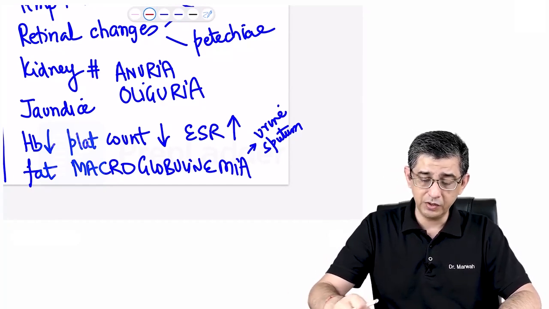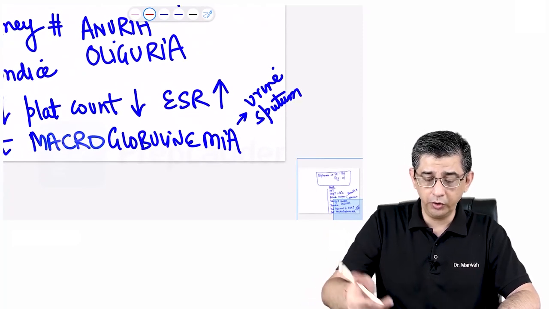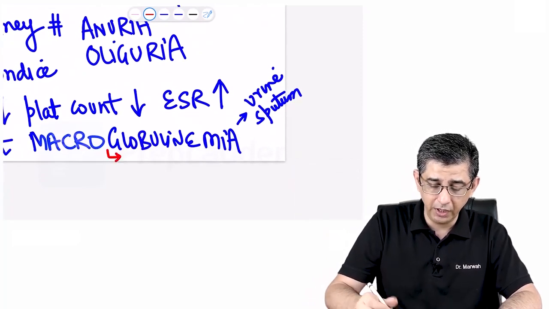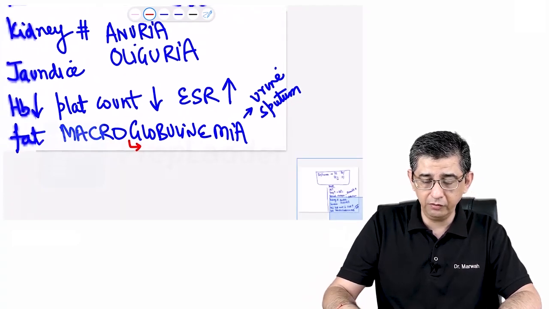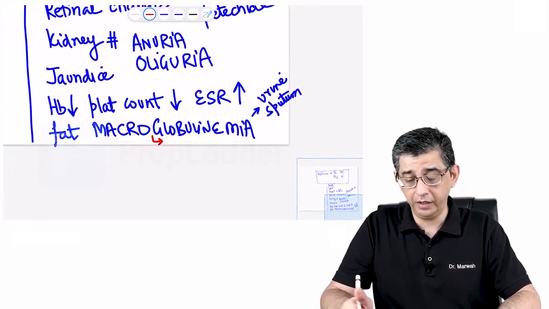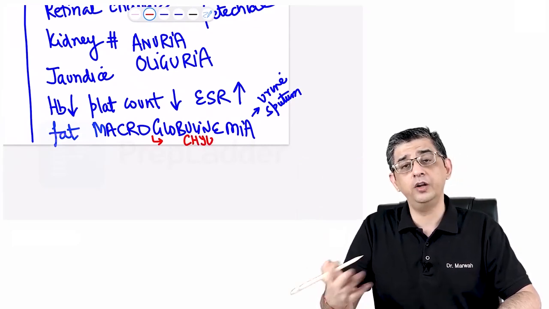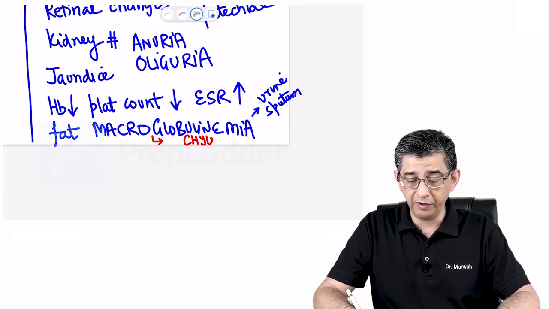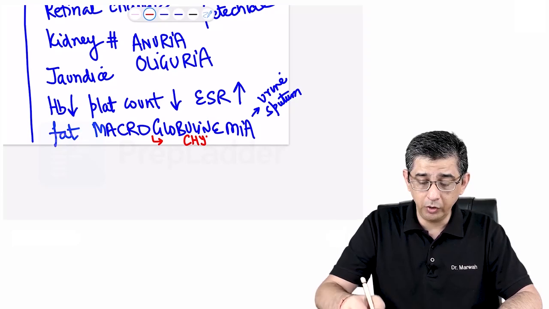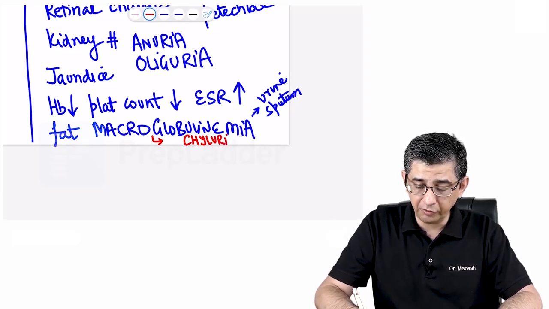And why is this a minor criteria? I mean, your query would be, sir, if you consider that this is such an important finding, then why did you mention that this is a minor criteria? That is because fat globules in the urine, you see, can be written as oval fat bodies. And you will read about me saying oval fat bodies in nephrotic syndrome.